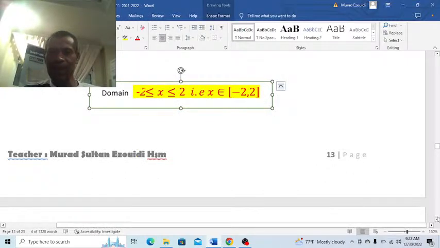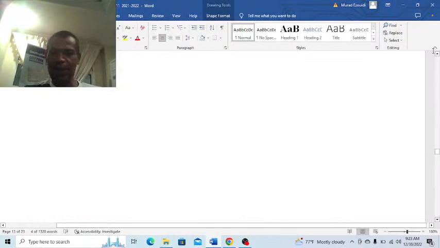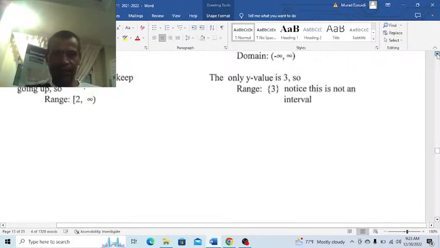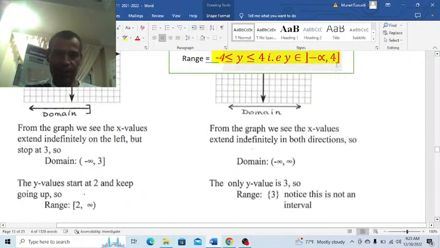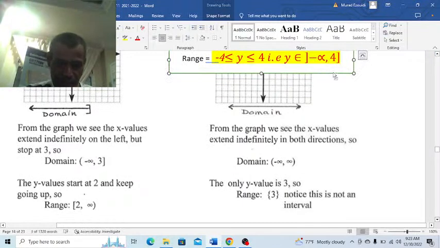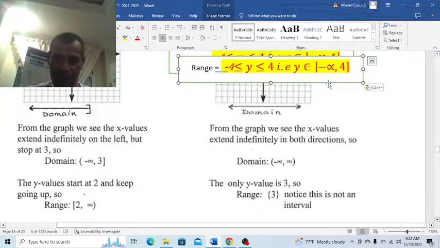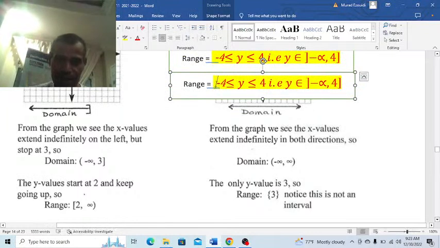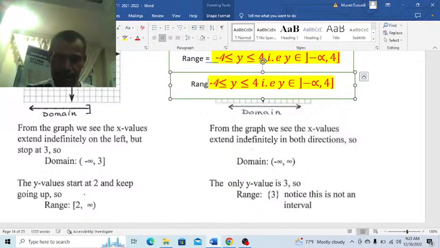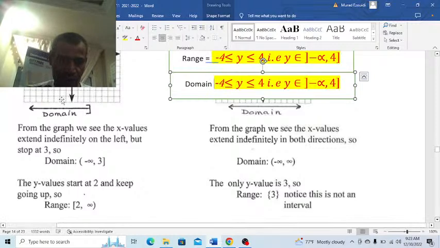No problem. I will write again. I will write this. Okay, nice. Yeah, copy, Control V. Alhamdulillah. So I will just write the domain. Domain is... okay. We said that I will go back to the curve.